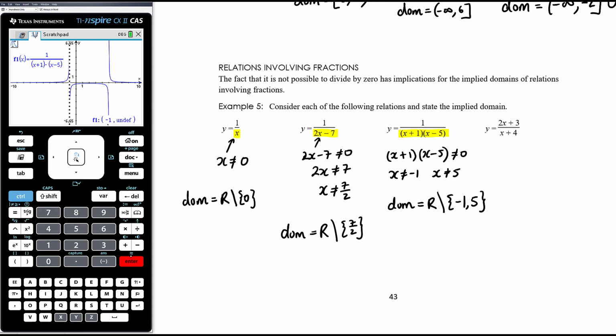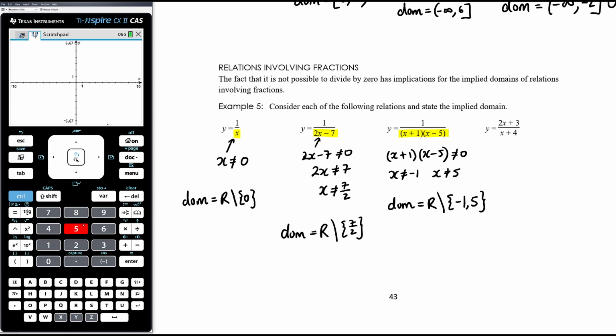And what it's confirming for me is that when x equals negative 1, the function's undefined, so there is indeed an asymptote there. Similarly, I could type 5 and press enter. Oh, sorry, I typed 55. I've got to go back, sorry.